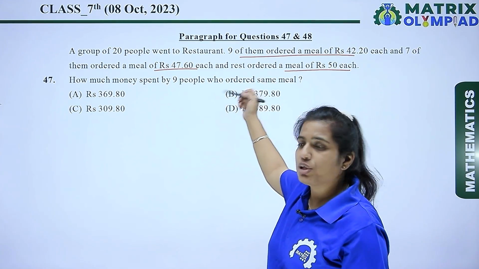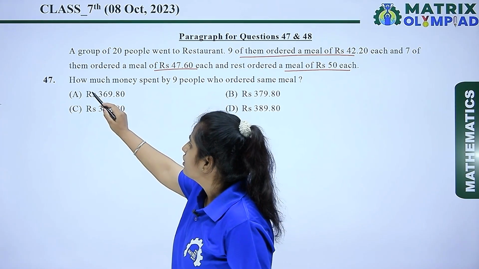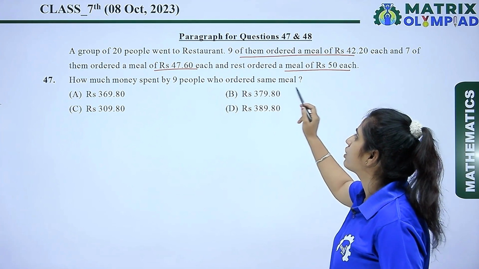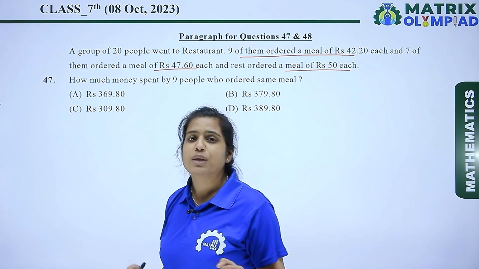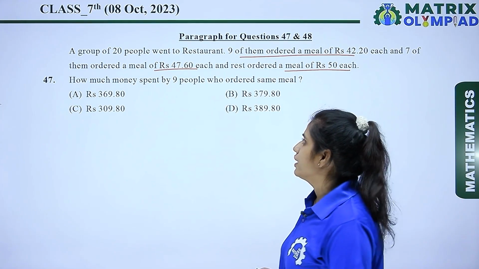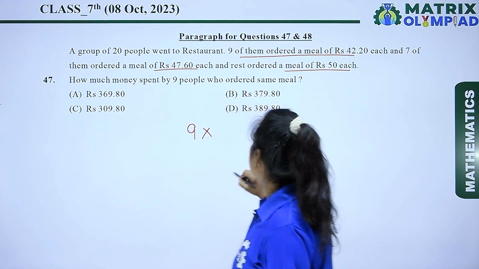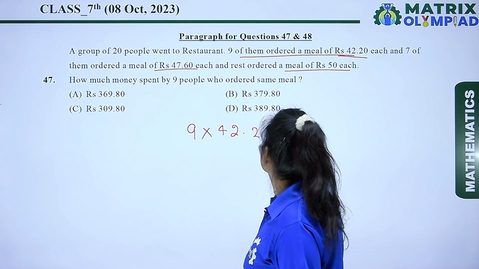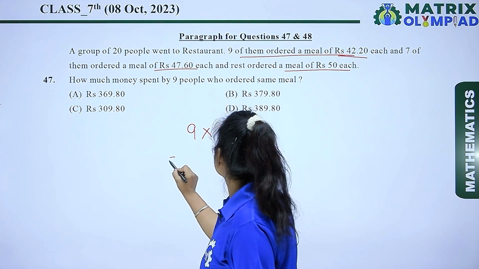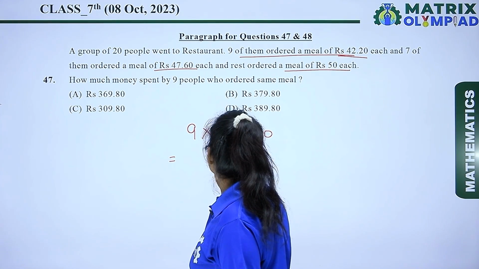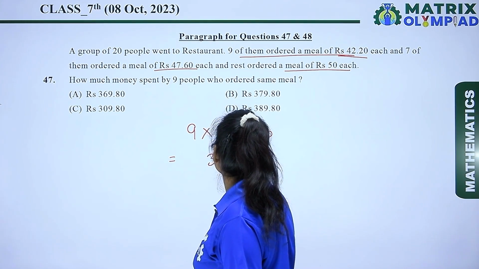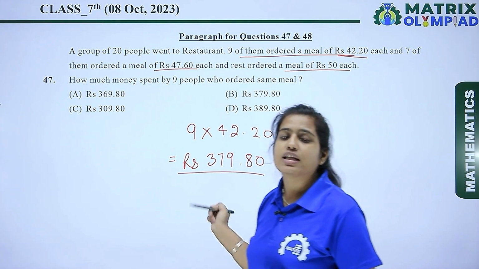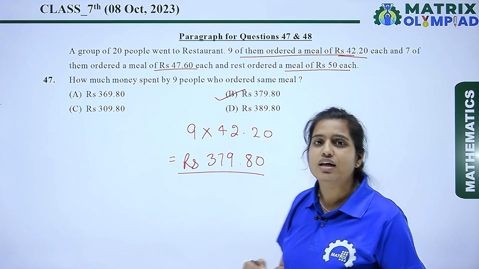So this is the information that is given in the paragraph of 20 people. Now on the basis of this information we have to solve question 47. How much money is spent by 9 people who ordered the same meal? आपको बताना है कि 9 people ने जो सेम मील ऑर्डर करा था उसकी कॉस्टिंग क्या है। Now here you have to multiply 9 by rupees 42.20. आपको उसको मल्टीप्लाई करना है और आफ्टर मल्टीप्लाइंग दिस we get the answer rupees 379.80. So here this is the total costing of 9 people who ordered the same meal. So here option B is the correct answer.